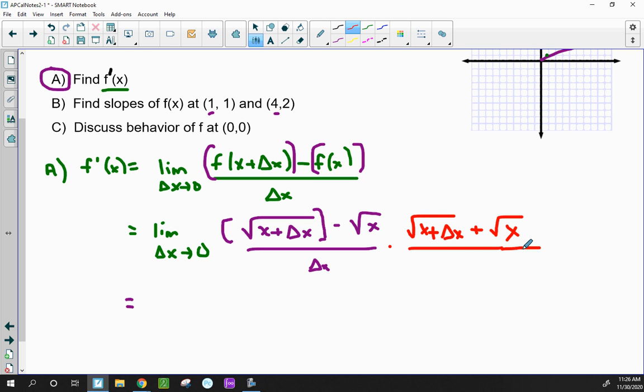And you want to make sure we do that on top and bottom, because essentially we're just multiplying by a fancy way of writing 1. This is a really fancy way of writing 1. Remember to use the conjugate, so you're changing the sign only. Alright, let's see how this goes.